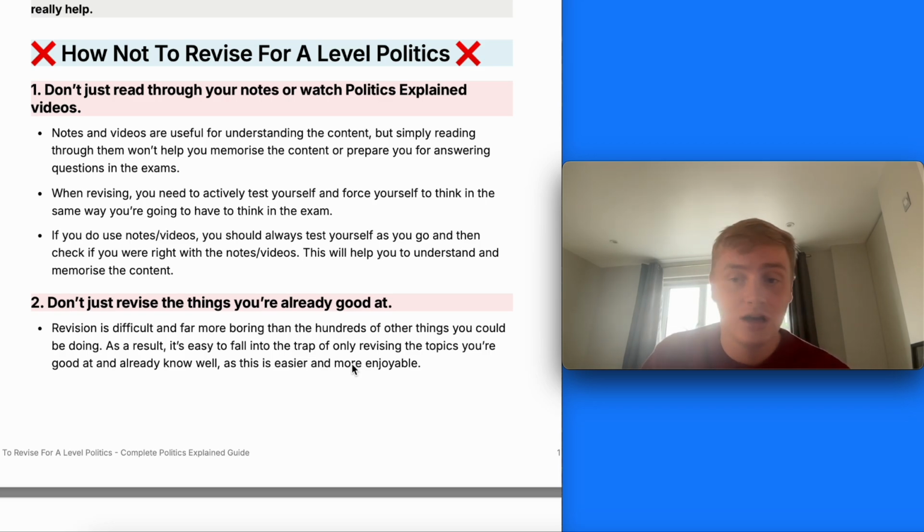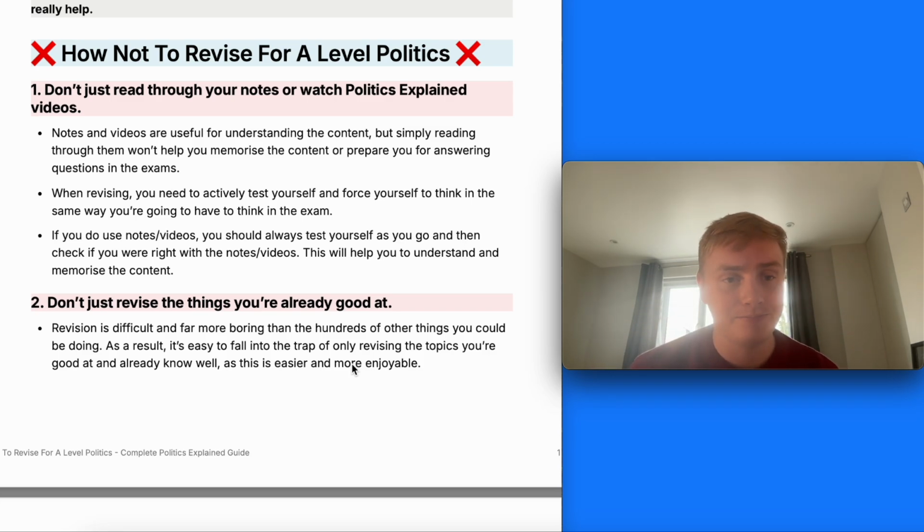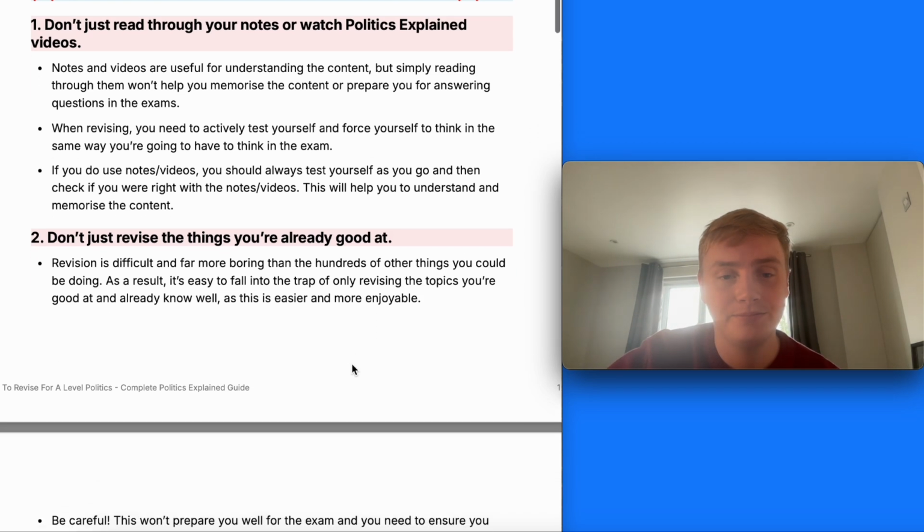Not only is that going to build the connections to help you memorize the content, it's also going to give you continued practice of what you're going to be doing in the exam. So if you do use notes or videos, you should always test yourself as you go and then look at the notes or videos to check if you are right. And this will help you to understand and memorize the content.